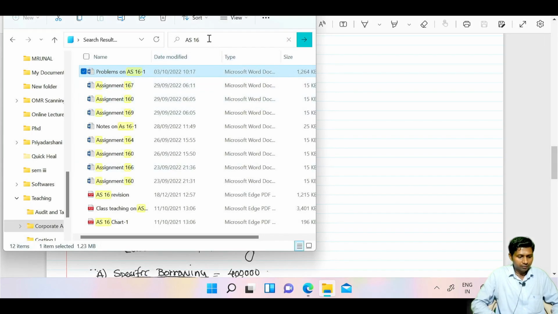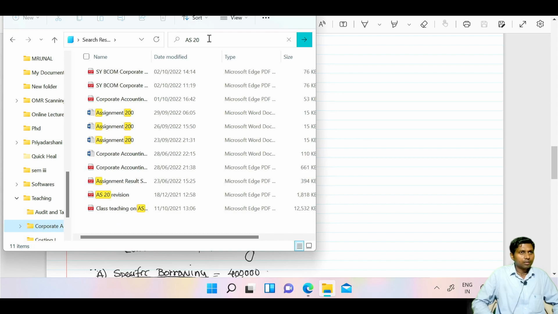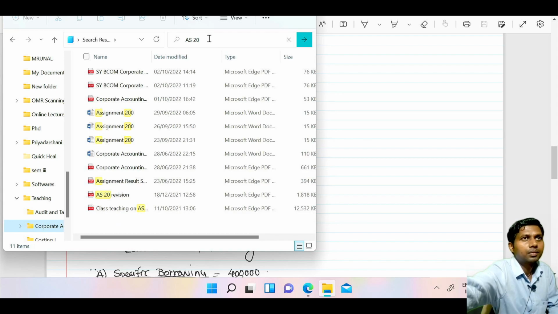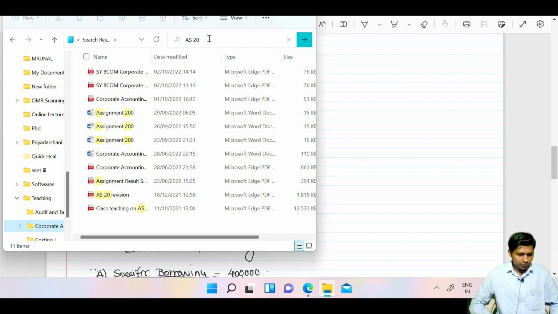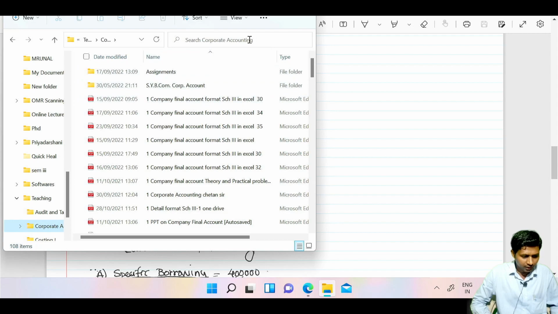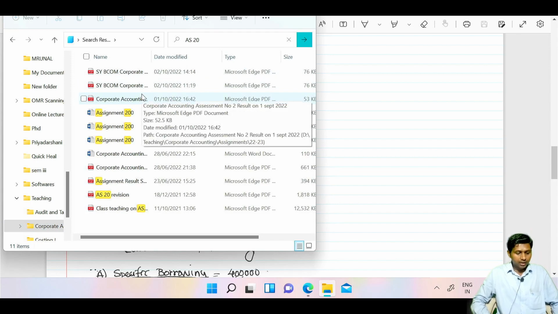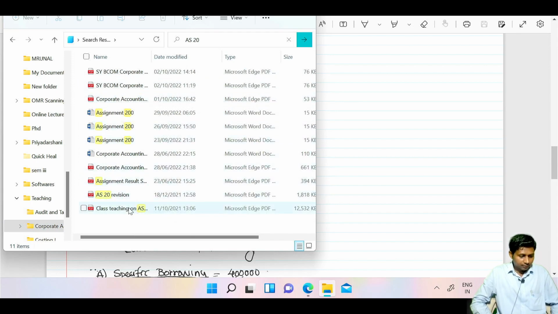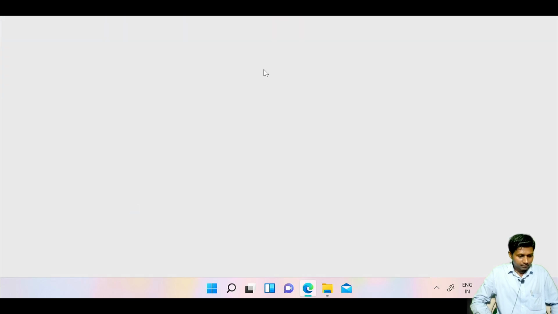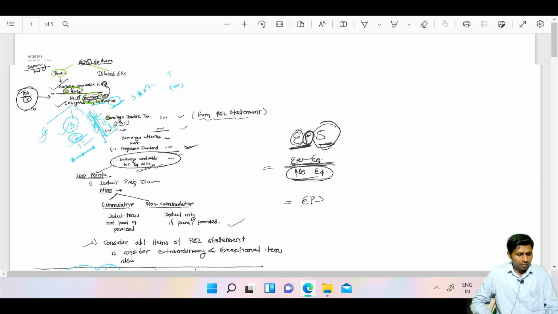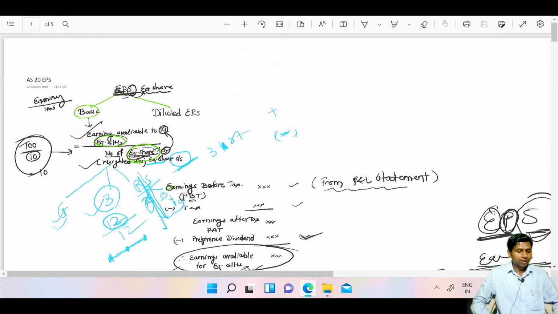Accounting Standard 20. Accounting Standard 20 is for earning per share. Earning per share means earning for one share. Earning for whom? Equity share.